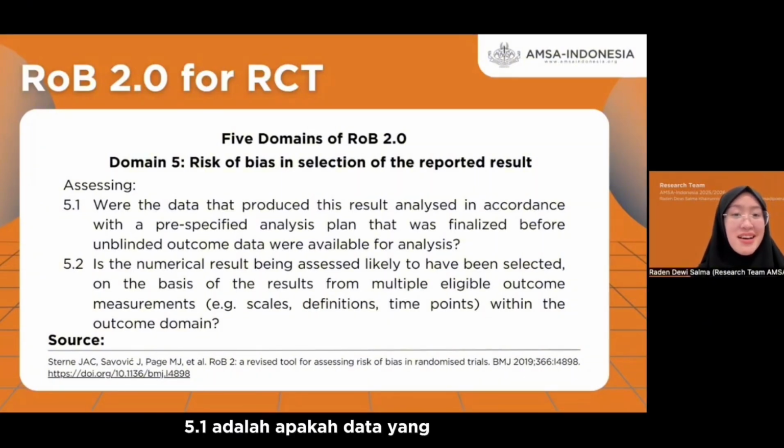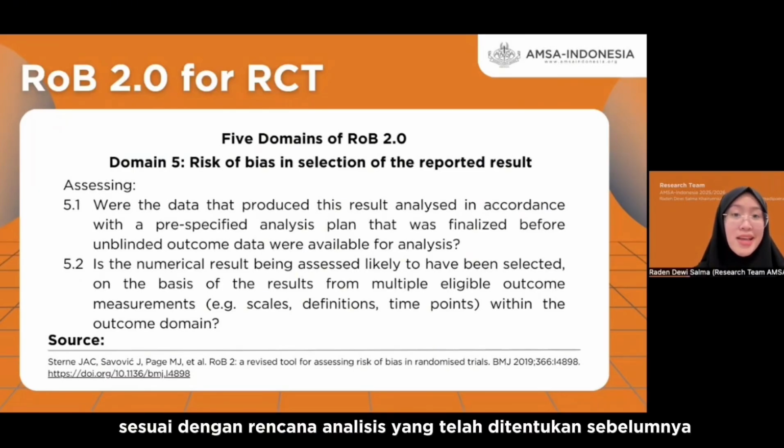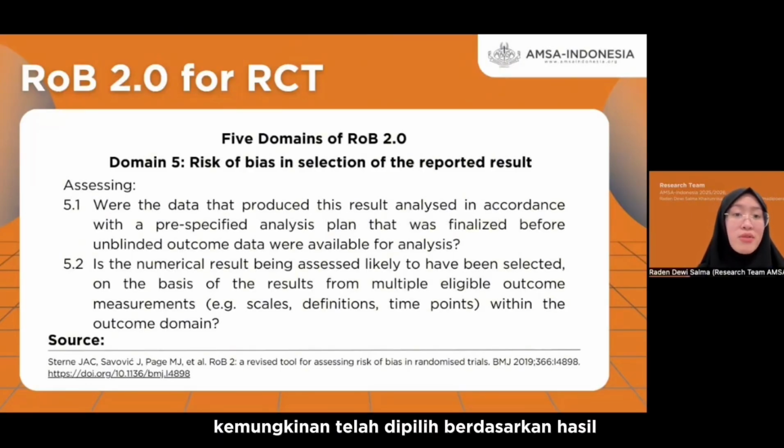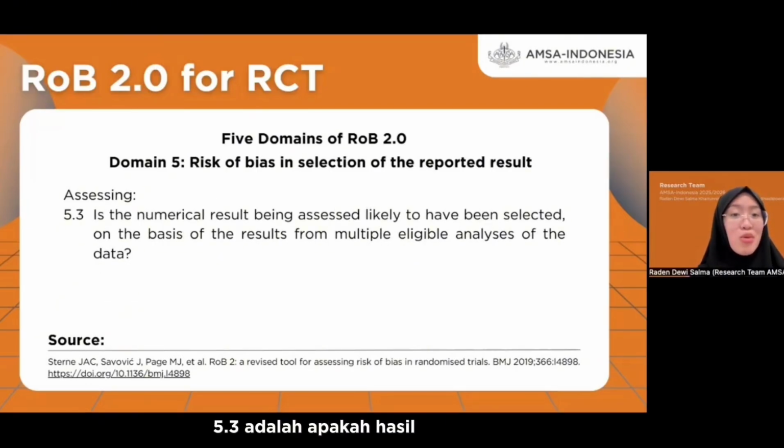5.1. Were the data that produced this result analyzed in accordance with a pre-specified analysis plan that was finalized before unblinded outcome data were available for analysis? 5.2. Is the numerical result being assessed likely to have been selected on the basis of the result, from multiple eligible outcome measurements, scales, definitions, or time points within the outcome domain? 5.3. Is the numerical result being assessed likely to have been selected on the basis of the result, from multiple eligible analyses of the data?